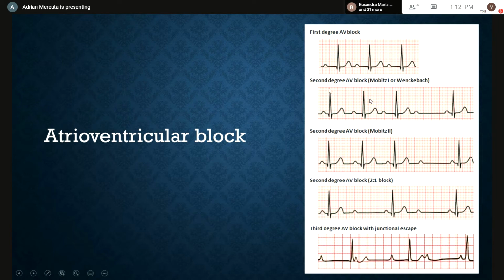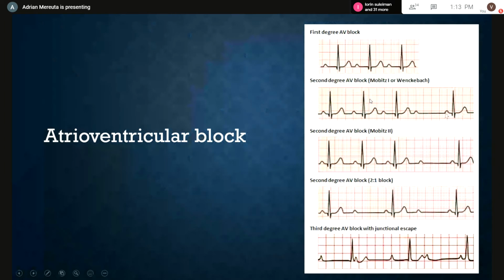Second degree, it is like that. Some beats are not conducted to the ventricle, and you see here one and here one. The difference between those two is that this is type 1, Mobitz 1, second degree AV block, and you see that the length of the PR interval increases, and cycles resume after the pause.